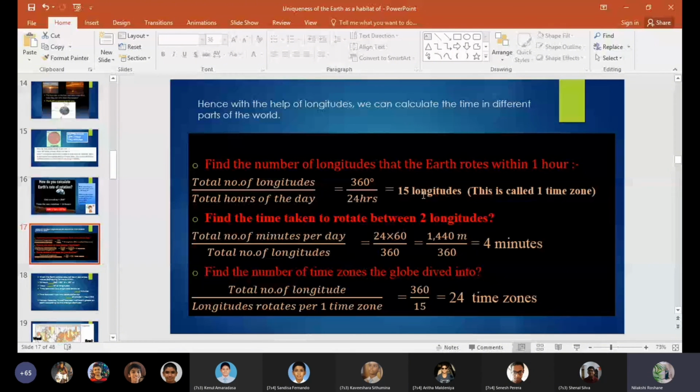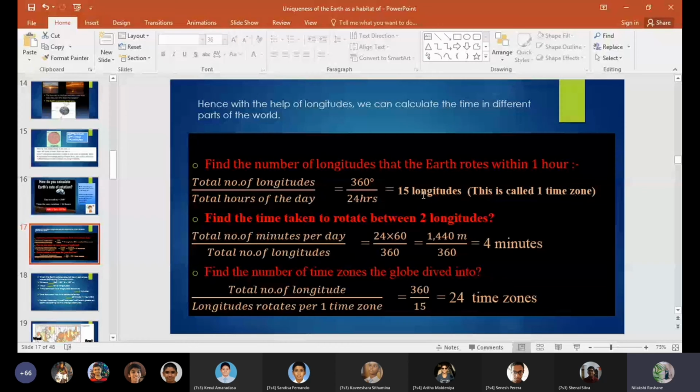So this 15 longitudes is equal to one time zone. This is called one time zone, and we are going to discuss that part further. What you need to remember is that 15 longitudes is equal to one time zone. Now let's find out how long it takes to rotate between two longitudes.